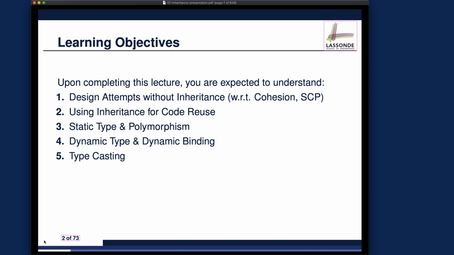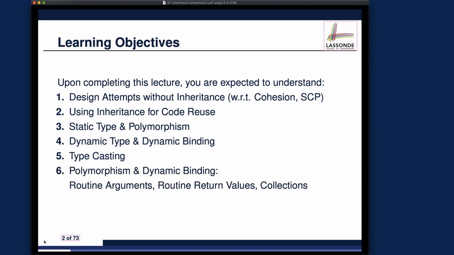And we talk about typecasting. Why do we need it? And also polymorphism and dynamic binding, especially in the context of routine arguments. That's how you can build polymorphic collections, and also routine return values. So all these are the fundamental concepts for understanding all the design patterns that we're going to talk about starting from next week. Okay, and also generics. So we're going to review generics from a different perspective.